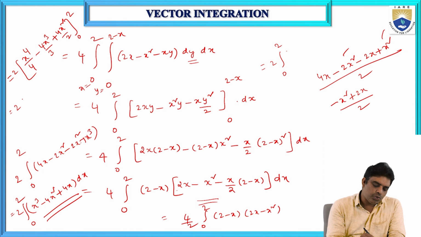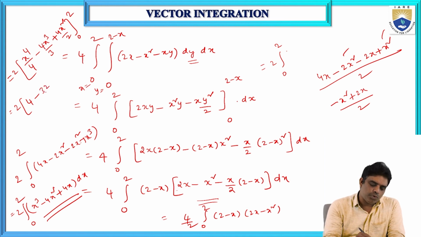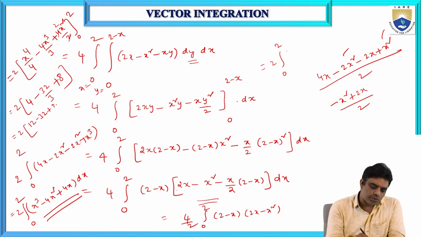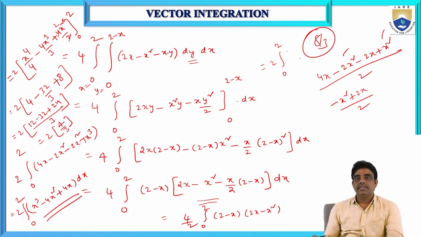So what are the limits? 2 into, this is 2 power 4, 16 by 4, this is 4. 4 into 2 cube, 8 into 4 by 3, 32 by 3, plus 2 2s are 4 already, 2 square 4, 4 2s are 8 and lower limit is 0. So what is the value? 2 into 12 minus 32 plus 24 by 3. So 2 into, this is 36 minus 32, 4 by 3. So the required answer is 8 by 3.